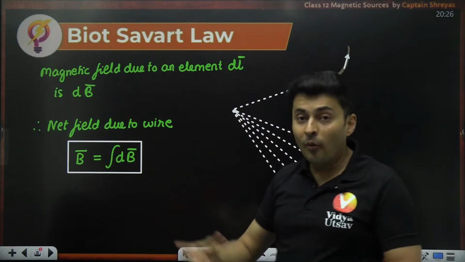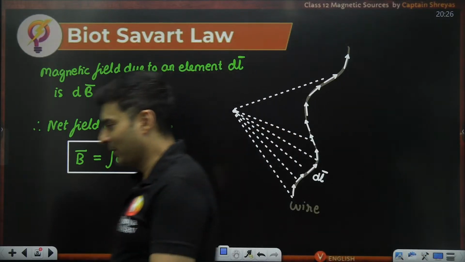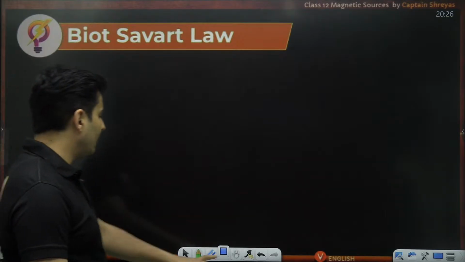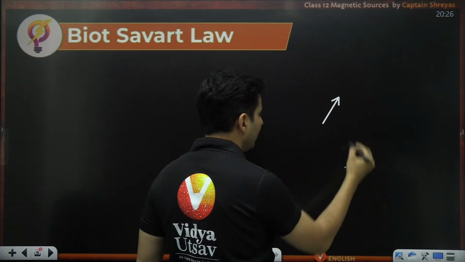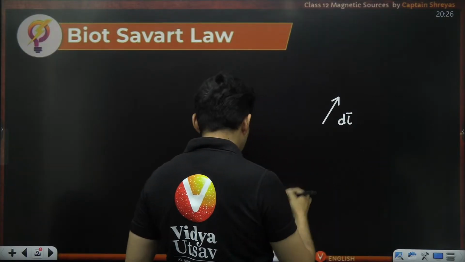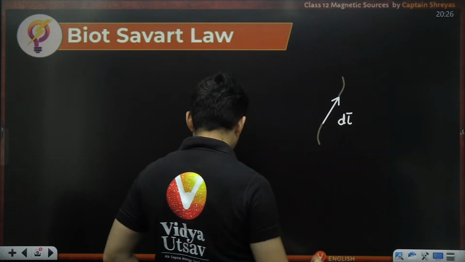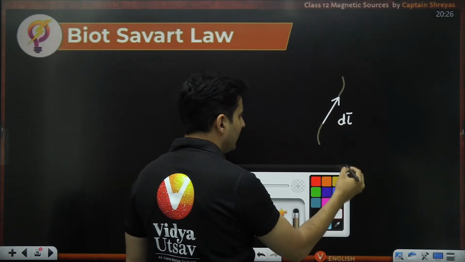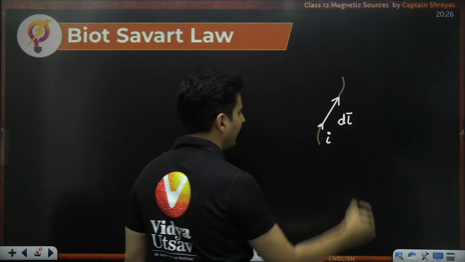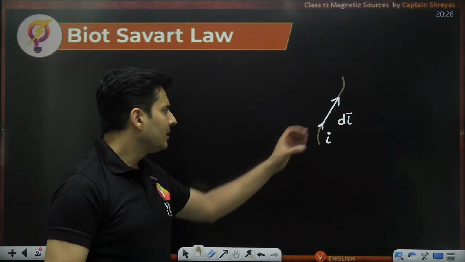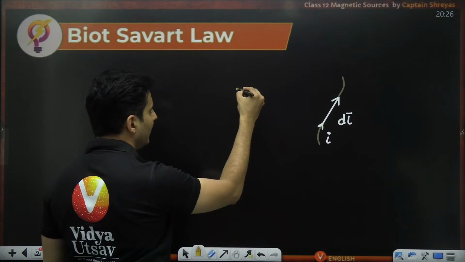But sir, how much is this dB? How do I calculate the integration if I do not know dB? So let's think, how do we calculate the dB? We take a small element, I will call that element dl. That dl element is a part of a big wire. I'm not showing it, but we all know it is there. And there is some current going in it, and the current is I. So I is the current, dl is the small element. I want to figure out what is the magnetic field at this point.